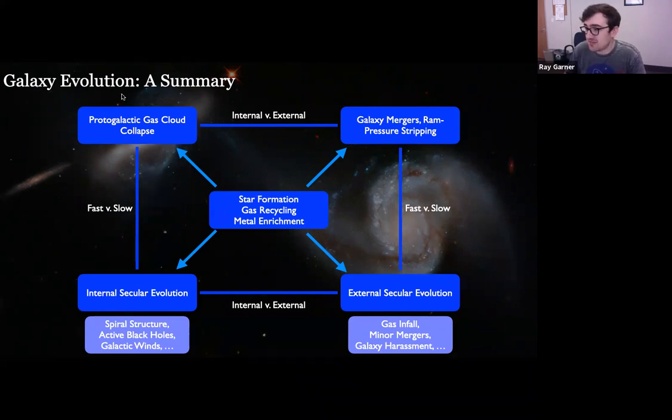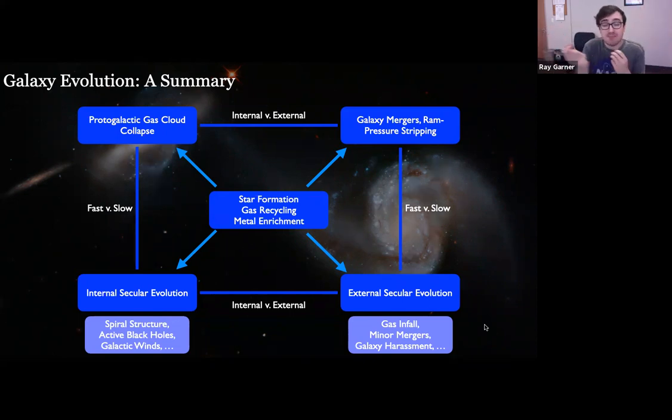So stuff that happens relatively fast and internally is protogalactic gas cloud collapse. Maybe that forms galaxies. Stuff that happens relatively fast but external: galaxy mergers, ram pressure stripping, things that happen in clusters. Internal secular evolution, stuff that the galaxy is doing on its own. Maybe it's forming spiral arms. Maybe it has an active black hole. Maybe it's having these huge galactic winds. External secular evolution. Maybe gas is infalling from the nearby universe.